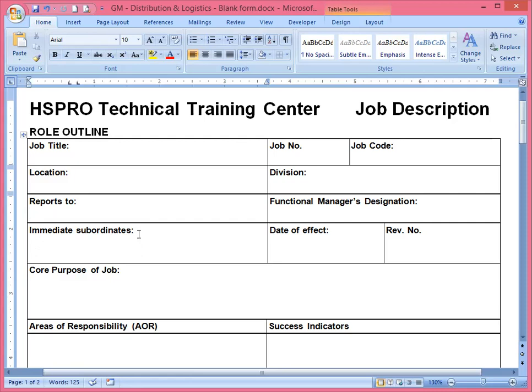Also, you have to write here the immediate subordinates of the job, the date of effect of the job, and the revision number in case this job is already revised, maybe revision 1, revision 2. Initially, you're going to have revision 00. Then next time, if you make amendments or changes on the job description, you put whatever revision you have done already.